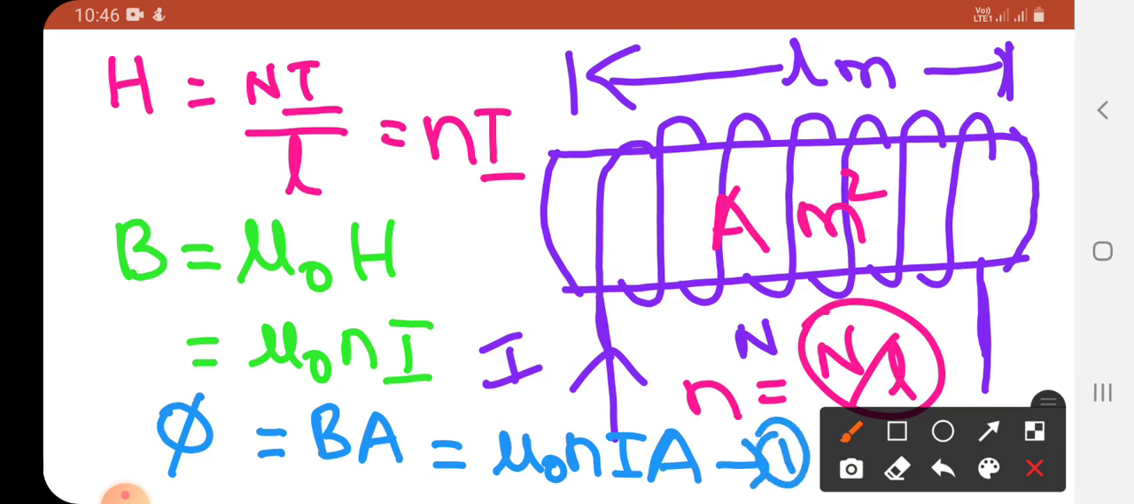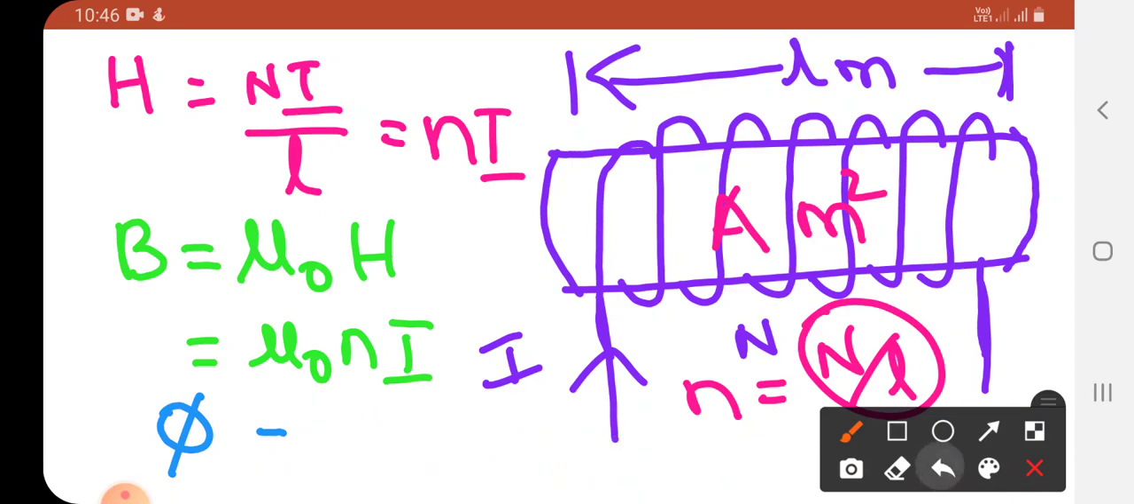What is this value? Magnetic flux passing through each turn of the solenoid. So then, what is the magnetic flux linked with all turns of the solenoid? That is the flux linked with all turns of the solenoid.